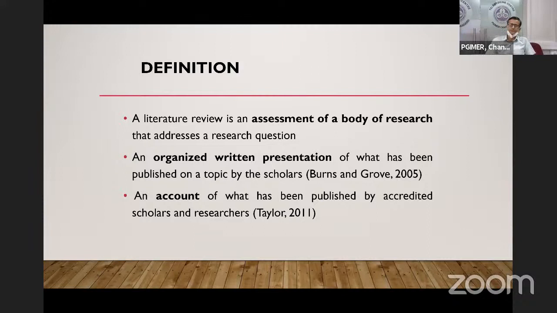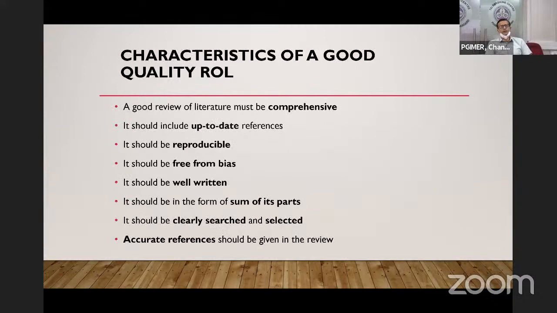So what are the characteristics of a good quality review of literature? We go point by point. A good review of literature must be comprehensive. It should give you the whole picture of your study that you need to do and what has been done in the past. So it should not leave any loopholes. And it should include up-to-date references. It means that you should also include the recent studies or articles relating to your study which have been published up to the date when you are creating the review of literature.